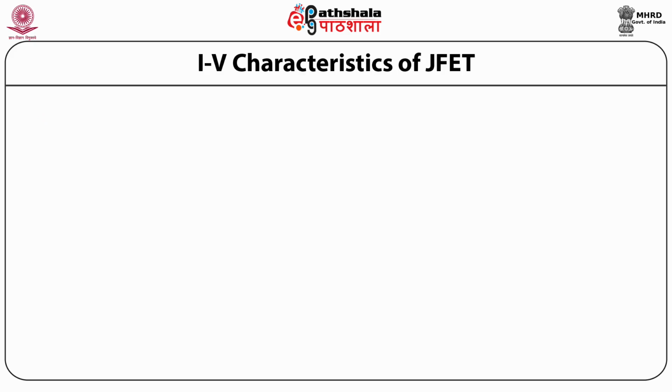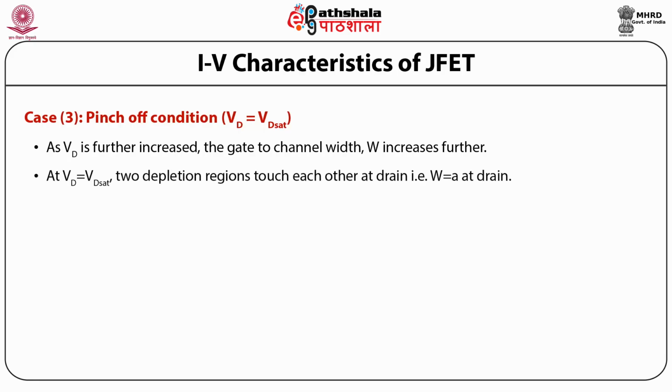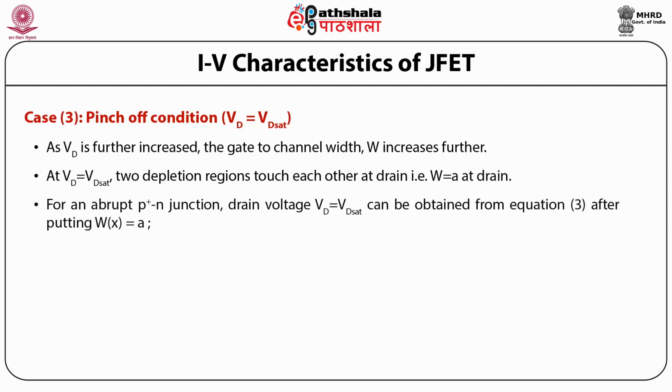Let us now discuss another case, that is the pinch-off condition when Vd equal to Vd saturation. As Vd is further increased, the gate to channel depletion width W increases further. At Vd equal to Vd saturation, the two depletion regions touch each other at the drain, that is W equal to a at the drain, which is shown in this figure. So for an abrupt P plus N junction, drain voltage Vd saturation can be obtained from equation 3 after putting Wx equal to a. So we get a equal to (2 epsilon s by q Nd multiplied by (Vbi plus Vd saturation)) to the power half. Vd saturation equal to q Nd by 2 epsilon s multiplied by a squared, minus Vbi.